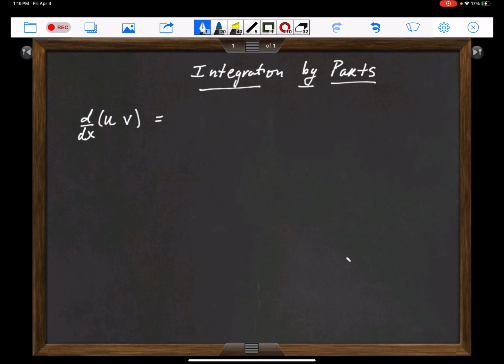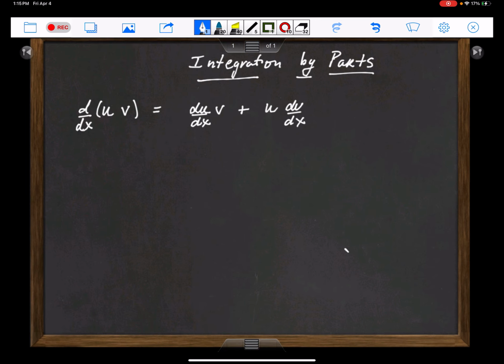We know that we take the derivative of the first, so du dx, times the second, v, plus the first times the derivative of the second, dv dx. Now, if we group these together so that we have this on one side, so u dv dx is equal to the derivative with respect to x of u times v, minus v times the derivative of u with respect to x.